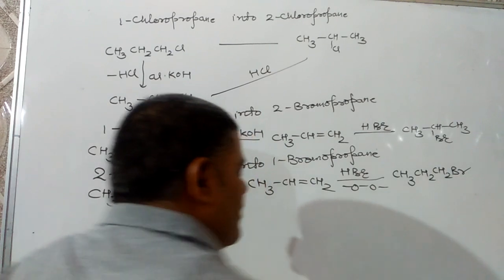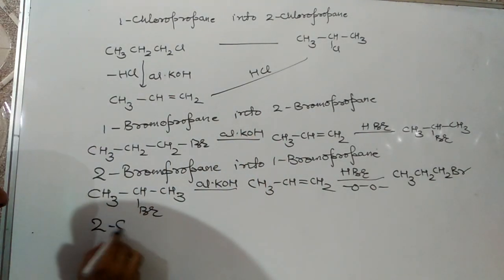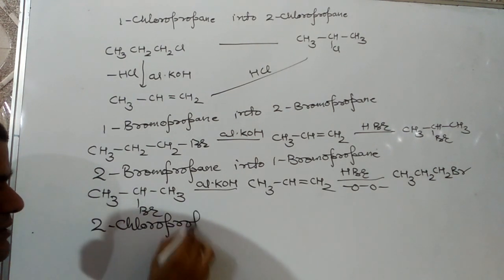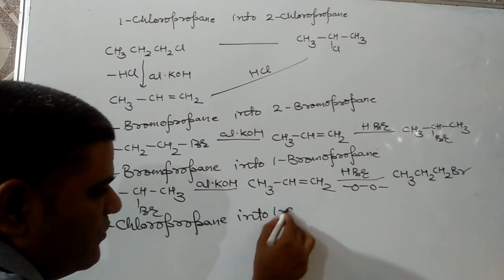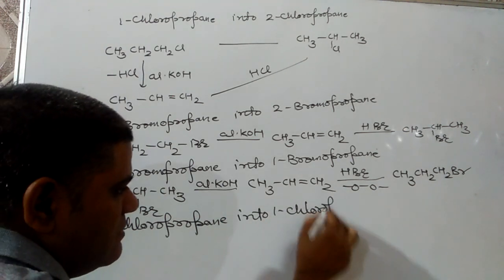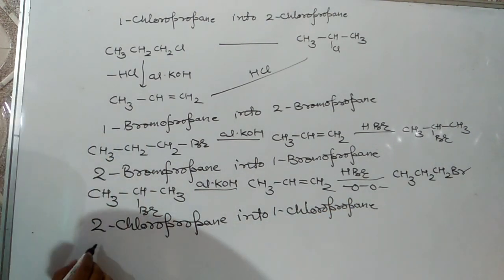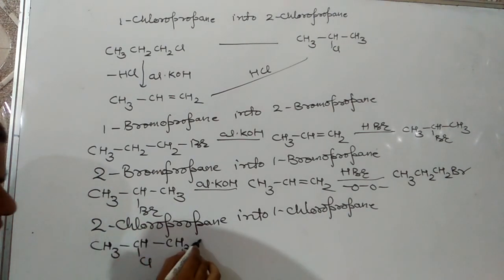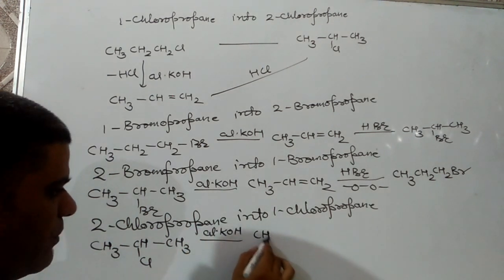This is a very important question for conversions. Next question might be 2-chloropropane into 1-chloropropane. It is a very important question for board exams. Same way we may proceed. First write down the formula of 2-chloropropane, CH3CHClCH3. Then we have to add alcoholic KOH. Product will be propene.